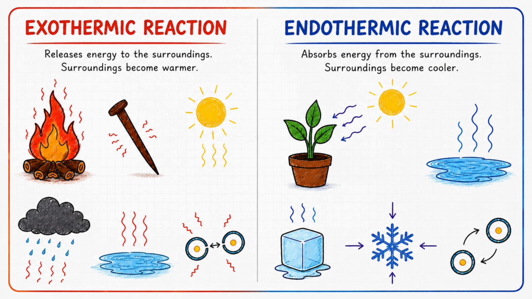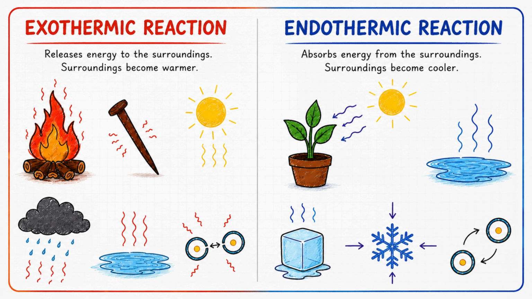examples. For exothermic reactions, our heat releasers, we've got combustion, which is just burning fuels. We've got cellular respiration, which is the process keeping you alive literally right now. We also have rusting iron and physical processes where things come closer together, like condensation forming clouds or water freezing into ice. Those all release heat out.